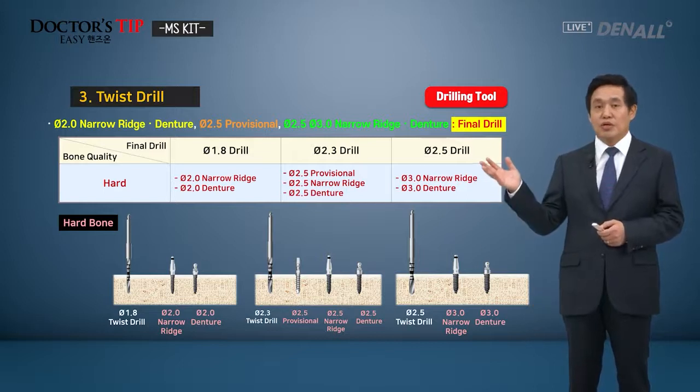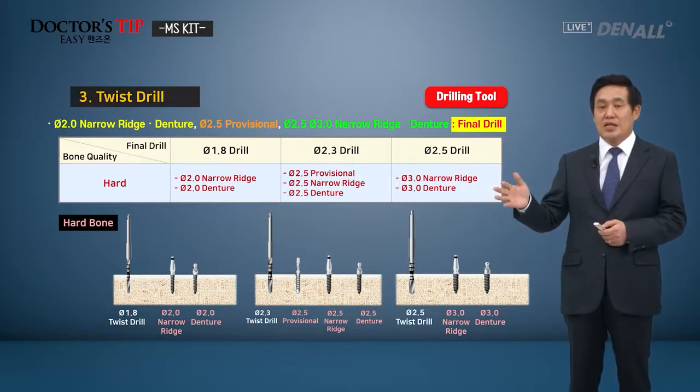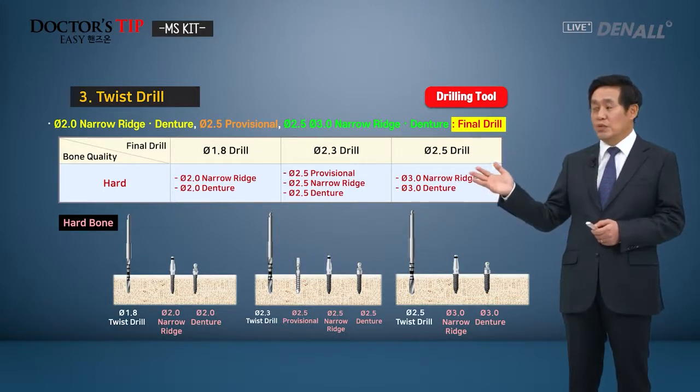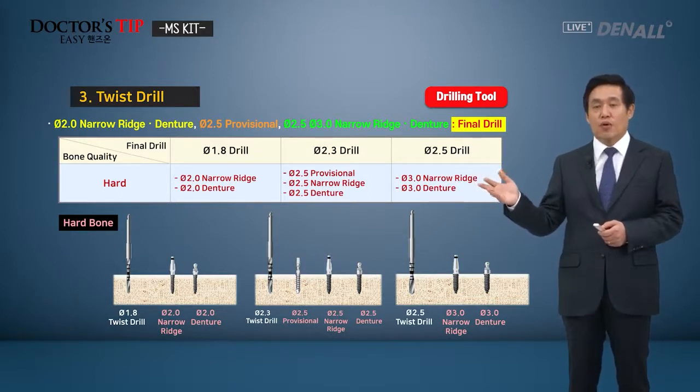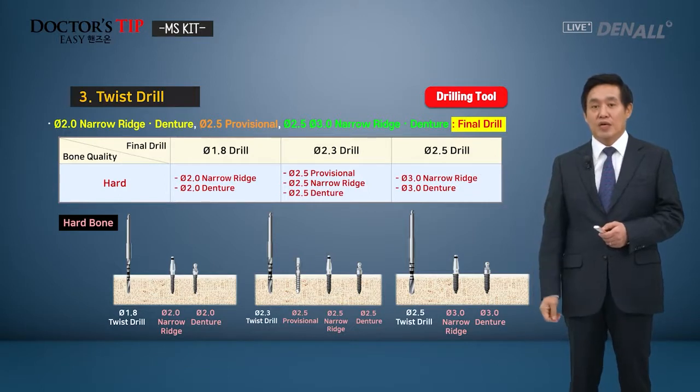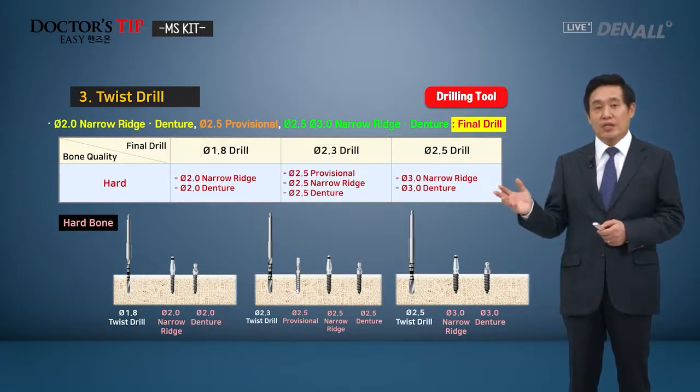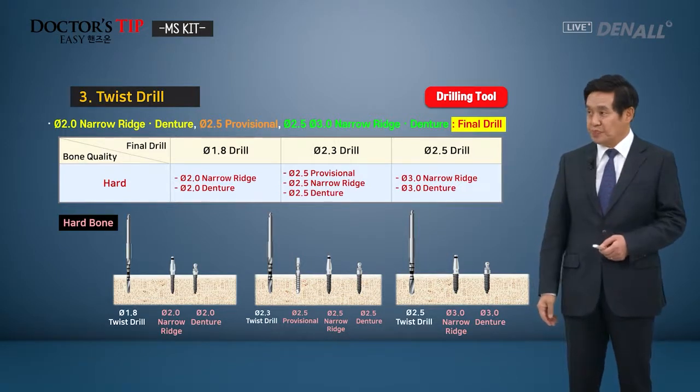So basically, in the case of the MS fixture, the gap is less than 0.7, so a bit narrow. So if you place a 2.5 implant, use 1.8, and for a 3.5 implant, the final drill could be 2.3. That will be the basic approach. And depending on the bone quality, you can make the necessary adjustments.